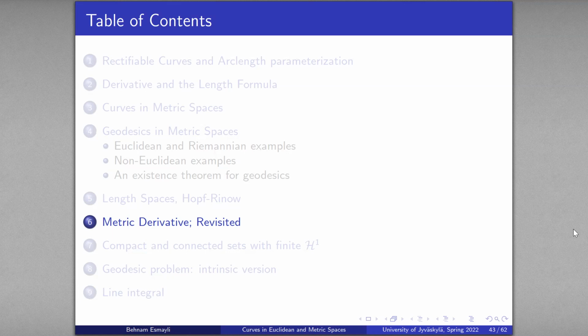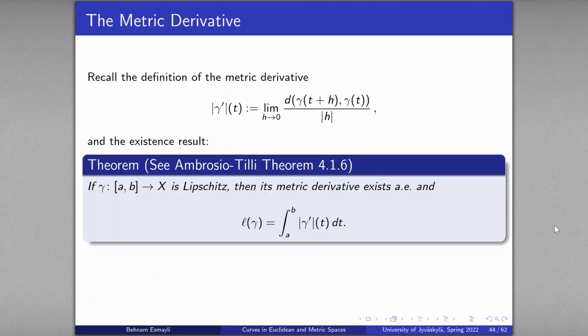Okay, with that out of the way, let's go to a quick recall of what metric derivative was and why it was important. You have a curve that goes from some compact interval into an arbitrary metric space equipped with the distance d. And we say such a curve has metric derivative at t, and we denote it by this notation. It's only a notational thing. There is no such thing as gamma prime, as will be the main point of this video.